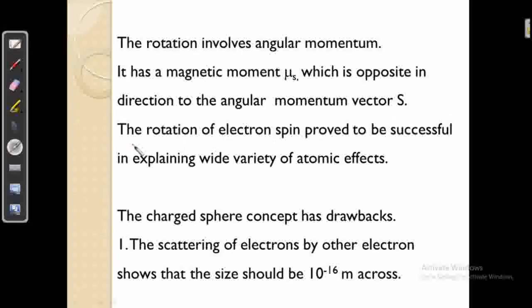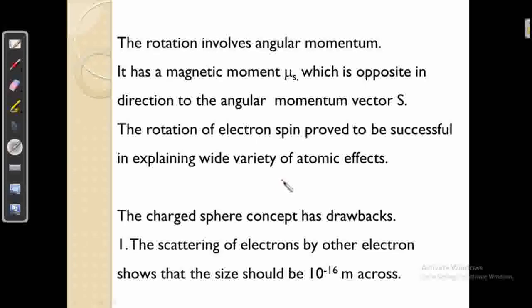This rotation of electron spin proved to be successful in explaining a wide variety of atomic effects. So this concept of intrinsic spin is able to explain the vast variety of atomic properties, other than the two observed ones, that is the fine structure and anomalous Zeeman effect. The concept is able to explain a wide variety of the atomic effects.